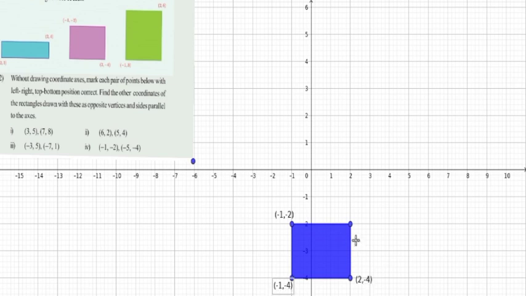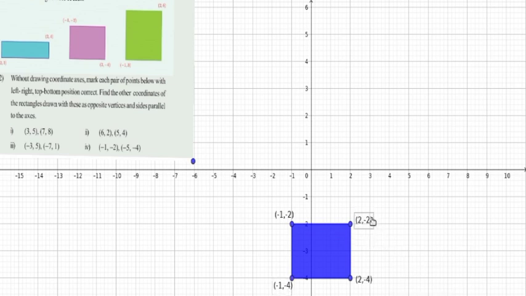We have the third vertex. Now we need to find the fourth vertex. See, if a line is parallel to the x-axis, the y coordinates are the same. On this line the y coordinate is -2, so here also the y coordinate is -2. And this line is parallel to the y-axis and the x coordinates are the same, that is 2. So the x and y coordinates of this point are (2, -2).